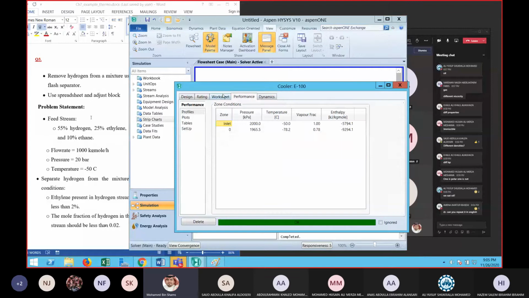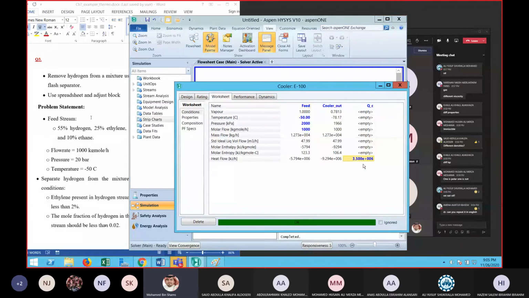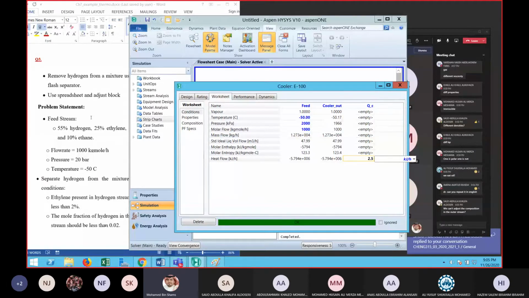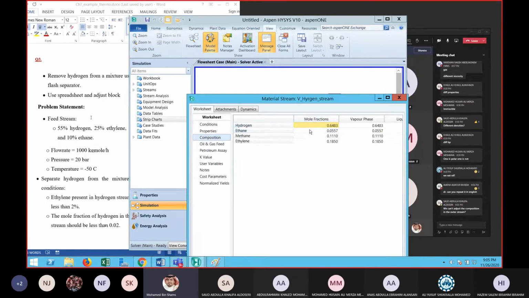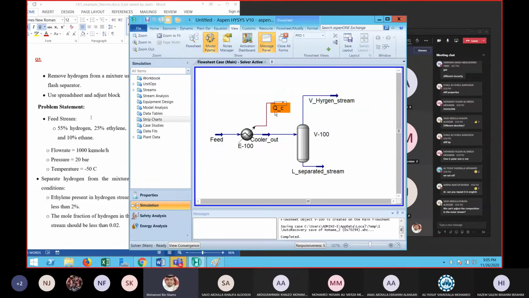Change it here. Maybe 2.5, maybe that will make it better. Sorry, 2.5 times 10 to the power 6, E6. Then you go back and check the composition again. Is it 0.02? No, not yet. So you go back and change it. I want this to be done automatically, and here we are going to use Adjust to do this for us.